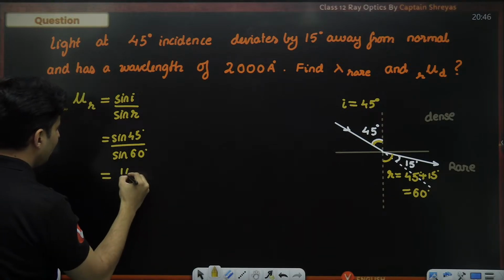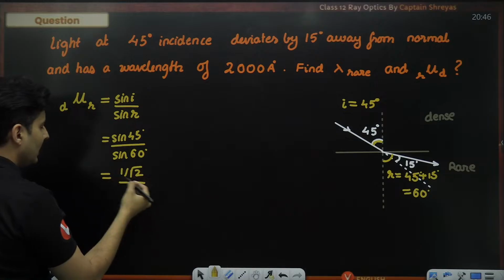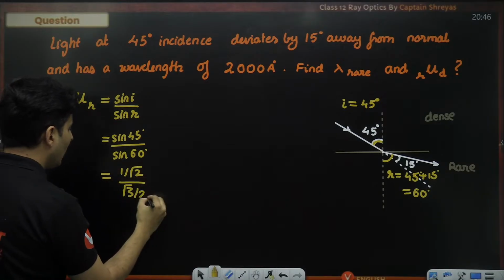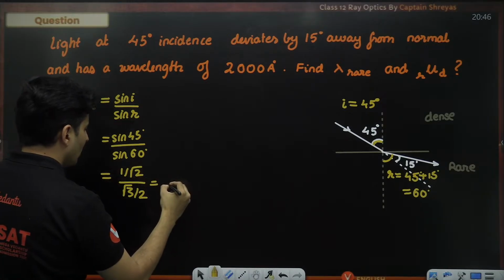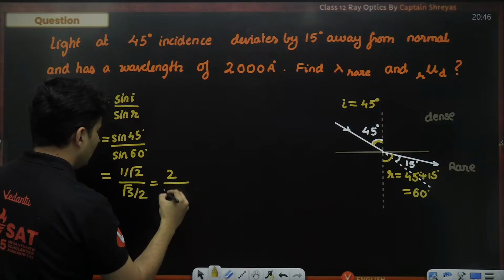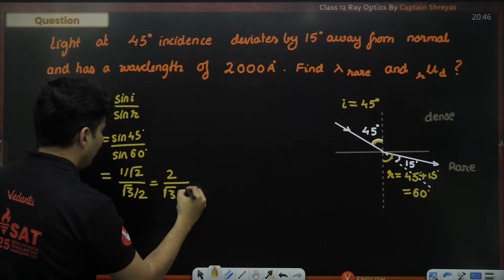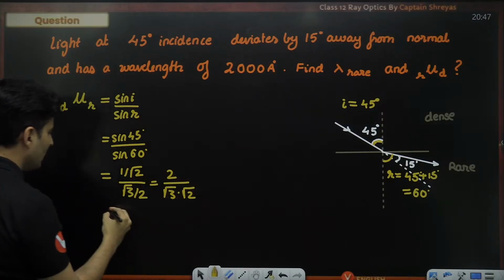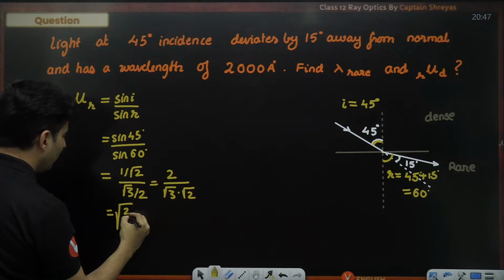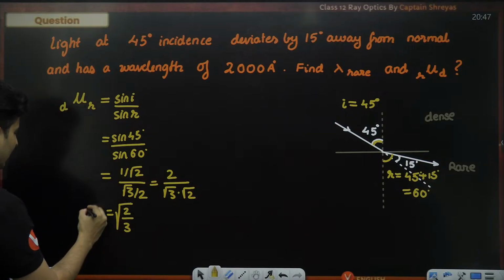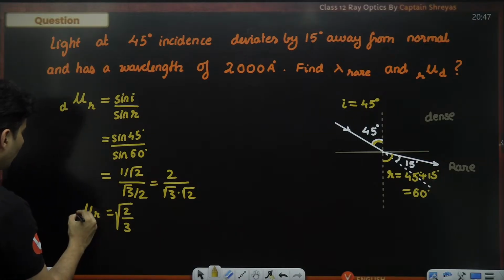Sine 45 is 1 by root 2. Sine 60 is root 3 by 2. So 2 will go on the top. Root 3 will be here, and one more root 2 will be here. Root 2 will cancel. So it will become root of 2 by 3. That is the refractive index d mu r.